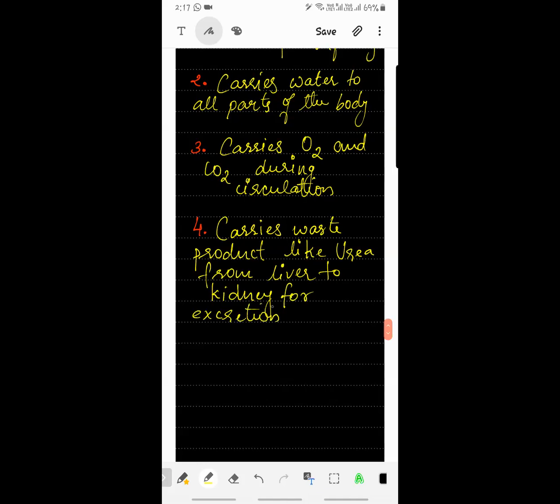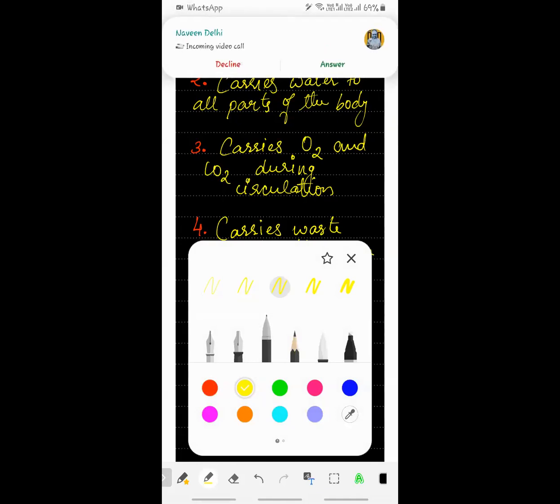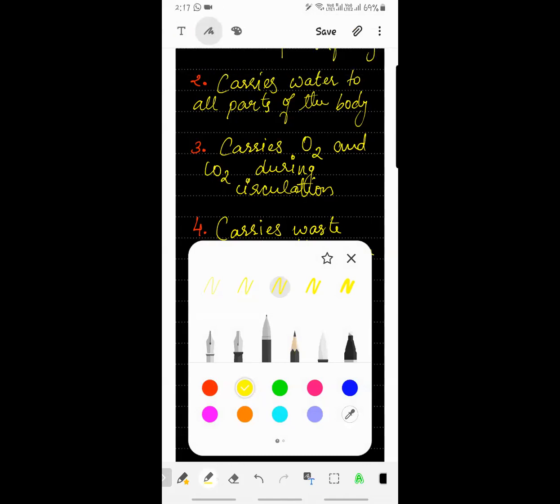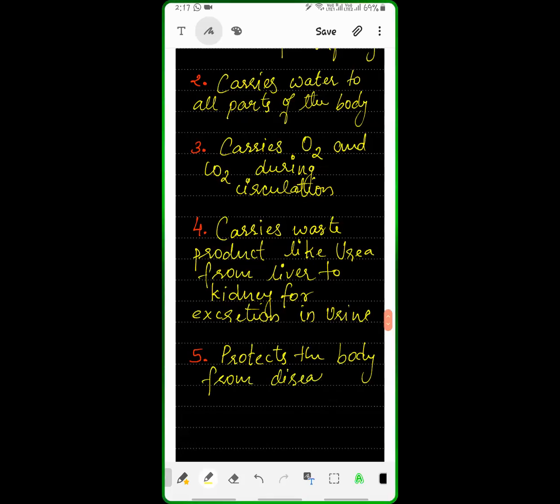For excretion in urine. Fifth one, it protects the body from disease.